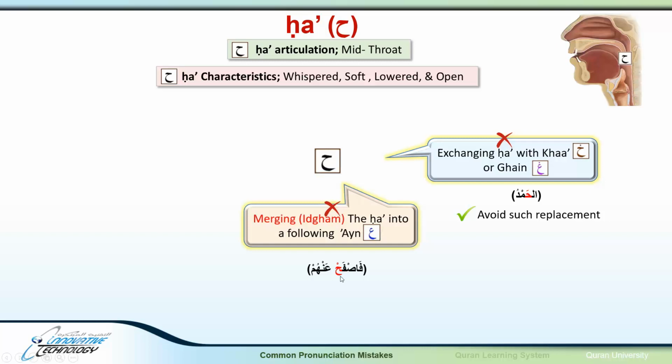And that's wrong. We should pronounce it clearly. فَاصْفَحْ عَنْهُمْ. A ha should be clear and should not be merged into the ain.